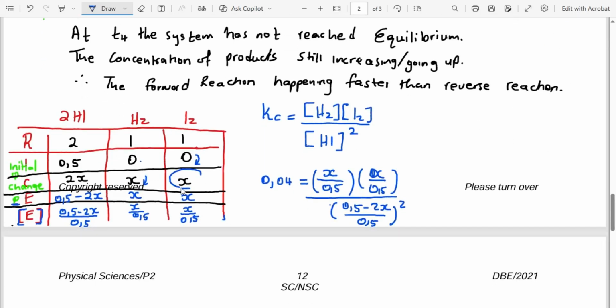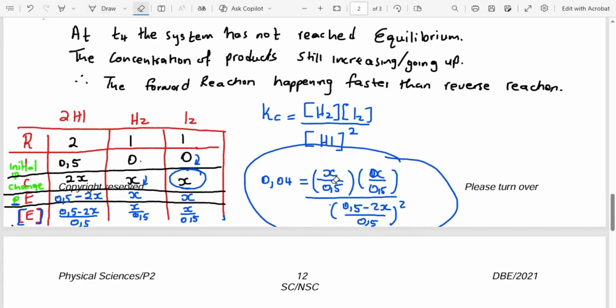At equilibrium, which is X. So we are looking for that X. If we can find X, we'll know what is the number of moles. So now I see that we don't have much space, so I'm just gonna take this and write it on the other side, then we can work on that.